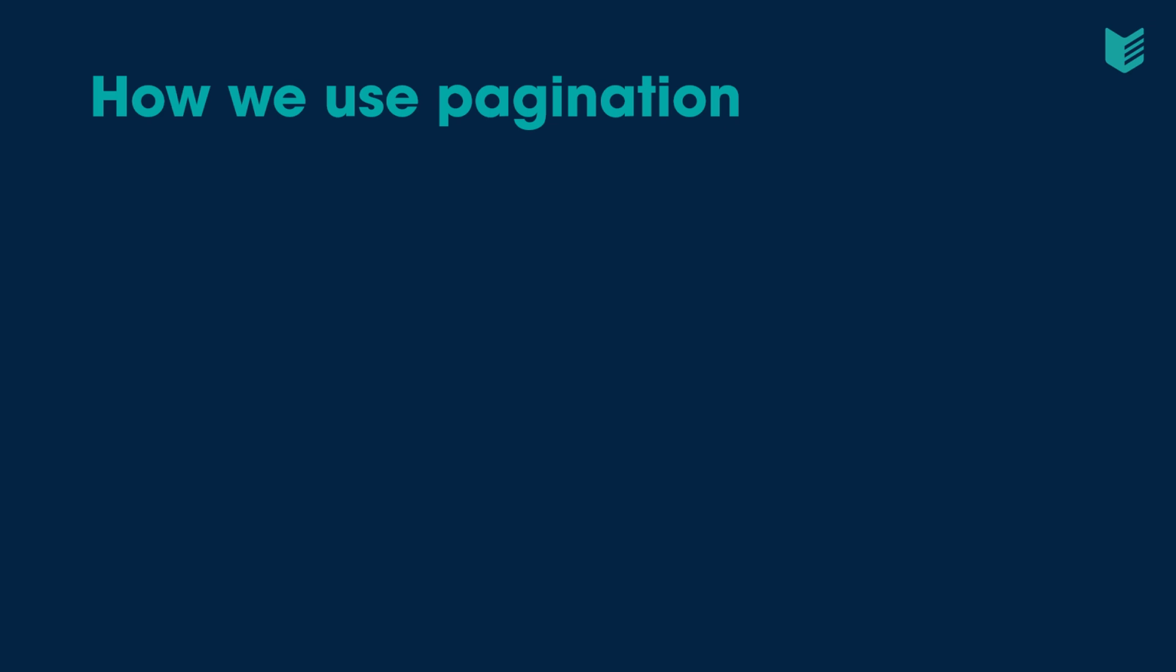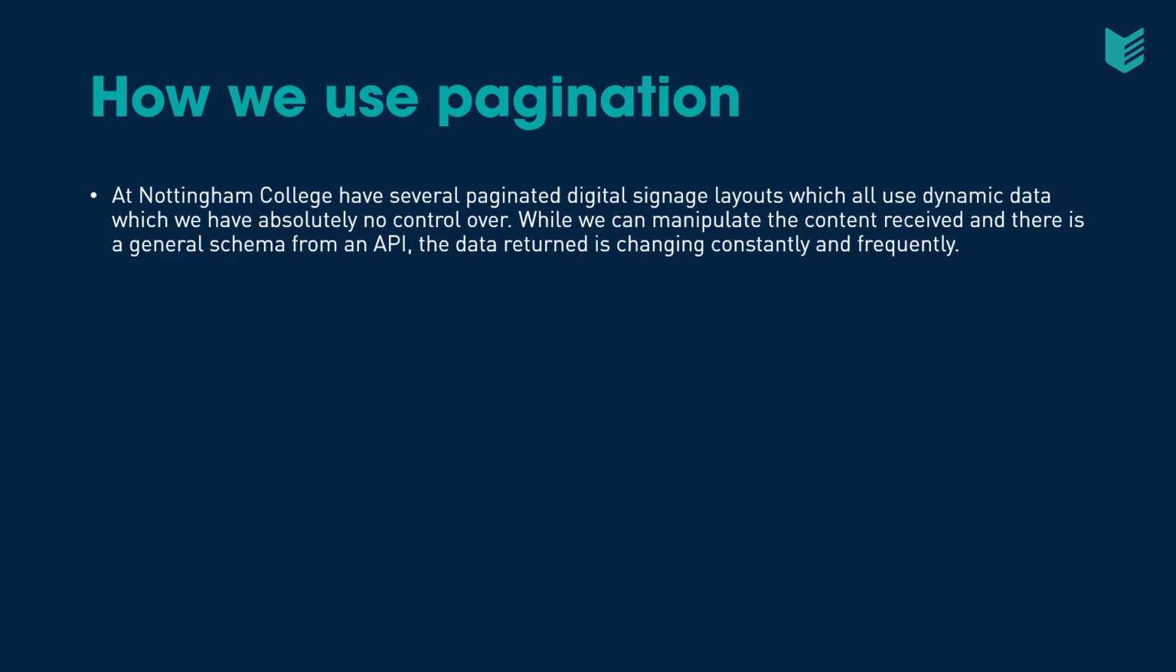So, how we use pagination. At Nottingham College, we have a fair few layouts that leverage pagination because we pull in data from sources we have absolutely zero control of. So we've got no way of making the API provide something in a certain way. While we can manipulate the content that we receive, and there's a general schema available for the API, so we know what we're data modeling around, the data returned is constantly changing, and very frequently. So there's not a lot we can do about the overall data coming through, which means we have to work with what we've got.